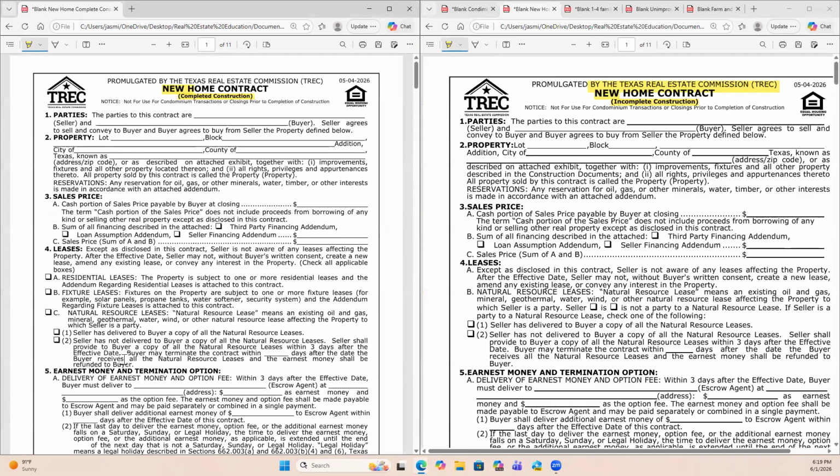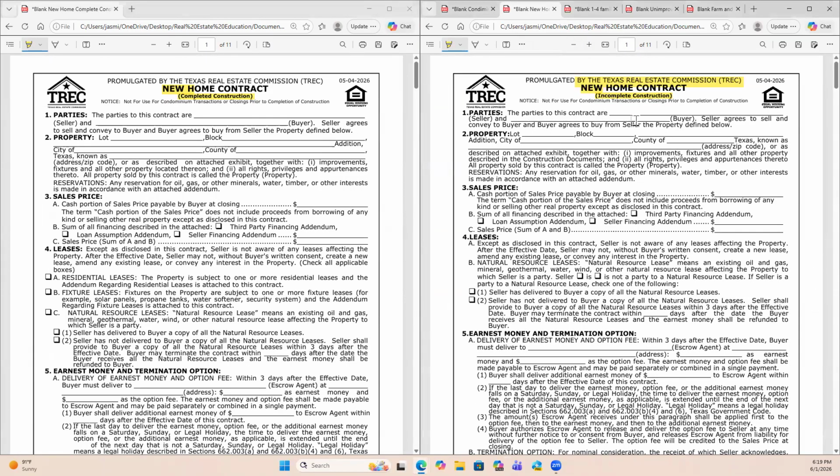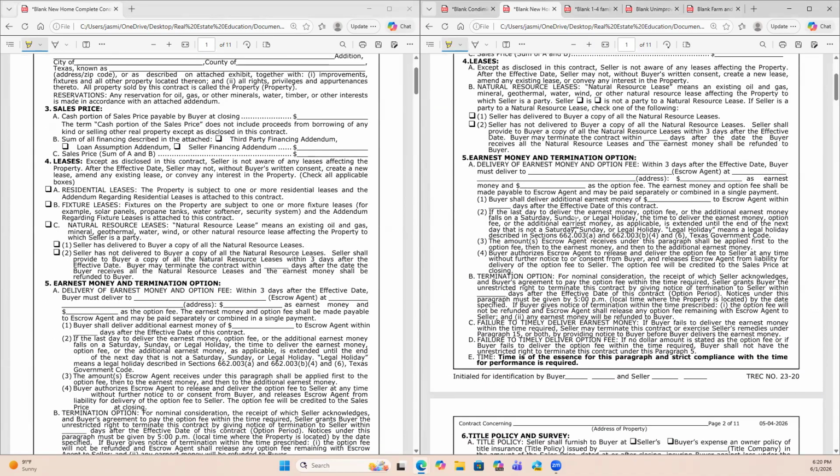Everything is the same, paragraph 1 through 5. Okay. All of this is the same. What is the lot and the block? Who are the buyer and the seller? How are you paying for the property? Leases on the property, yes or no?